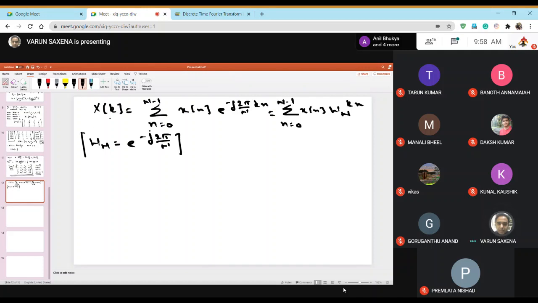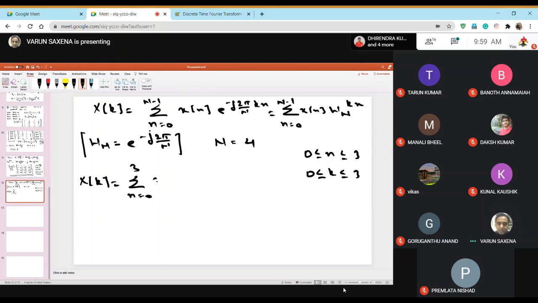So now let's look at a simplified version where capital N is 4, because it's manageable. So small n varies from 0 to 3 and k varies from 0 to 3, okay. So your X[k] at any given time is the sum over n equals 0 to 3 of x[n] W4^{kn}, if I put it in the formula.